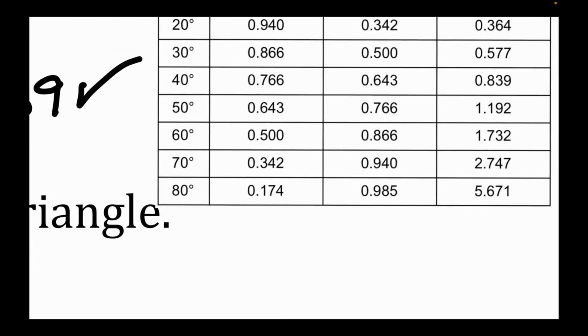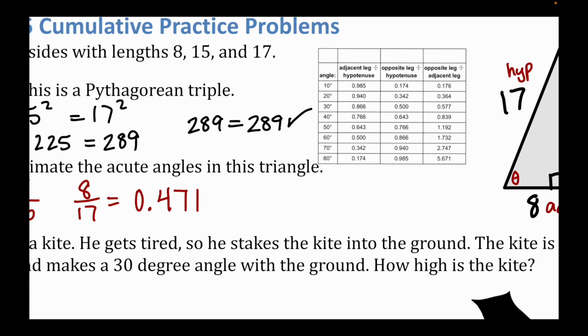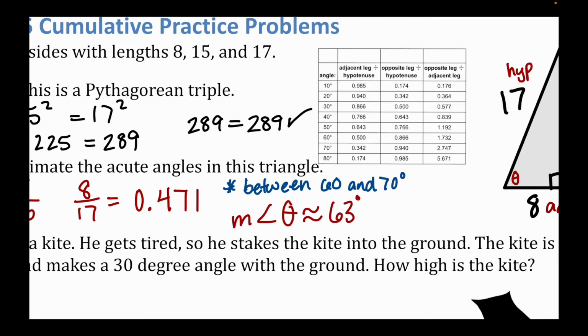Because if you look, it's 0.47, and that's pretty close to 5. So I'm going to call it just a little bit above that one. So I would say this is between 60 and 70 degrees, and I might say that the measure of angle theta is approximately 63 degrees.